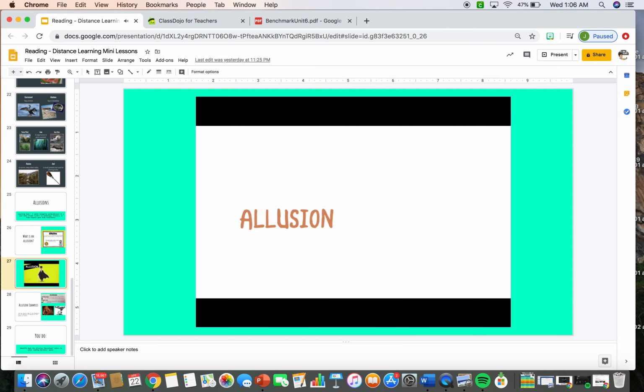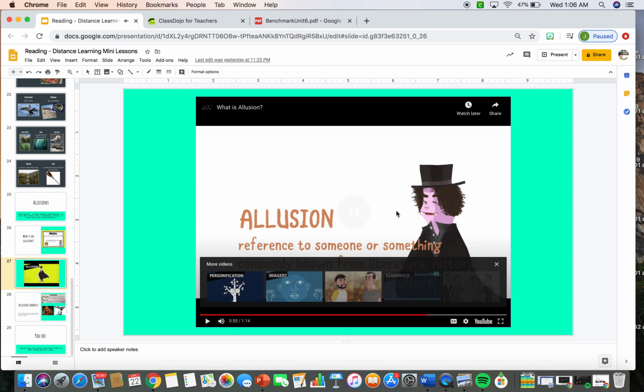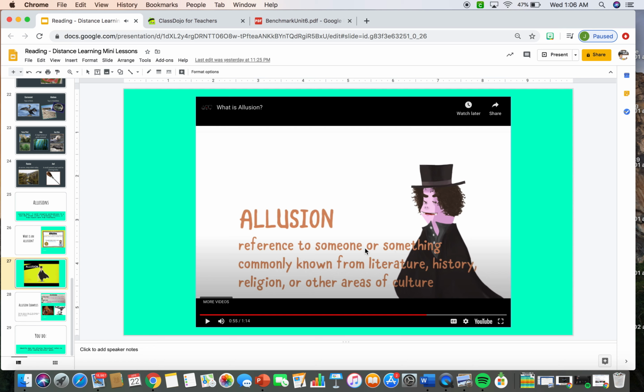This is called allusion. An allusion is a reference to someone or something commonly known from literature, history, religion, or other areas of culture. So I'm going to pause right there and I'm going to talk about the word commonly. This is very important with allusions because readers and writers have to know what these references are about.